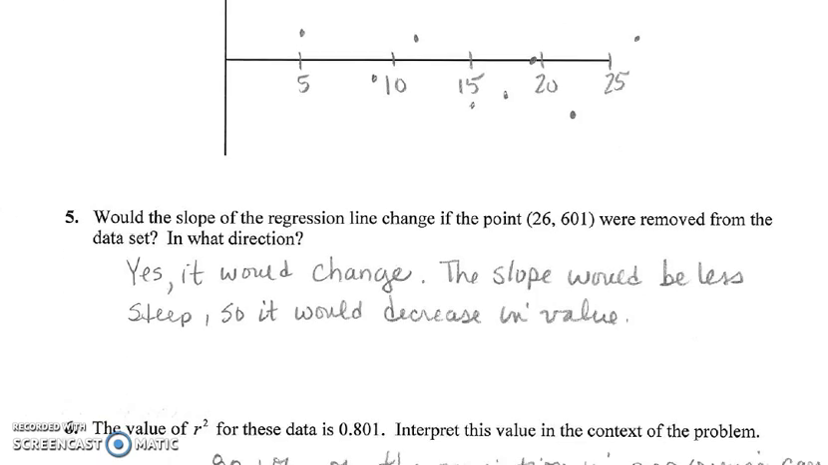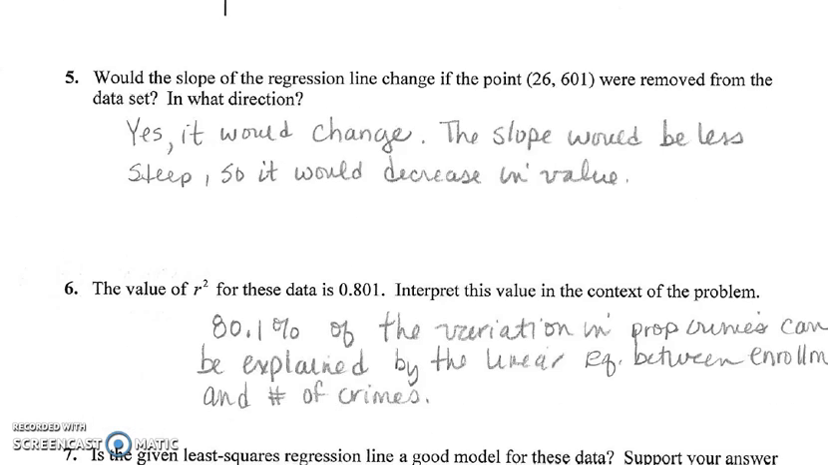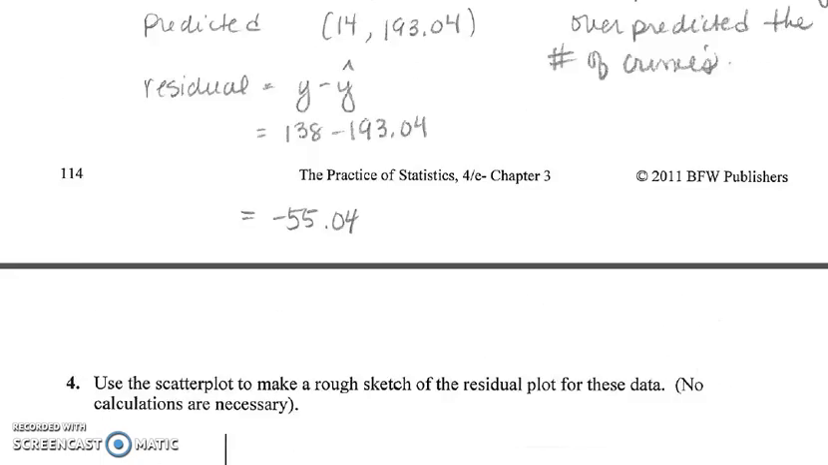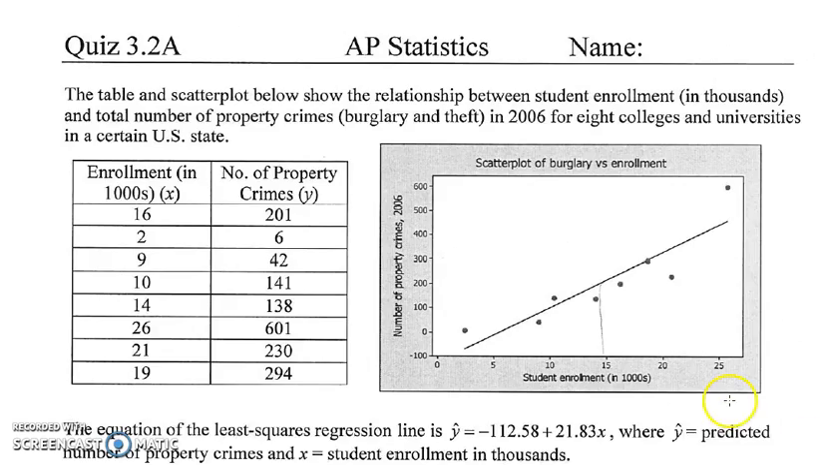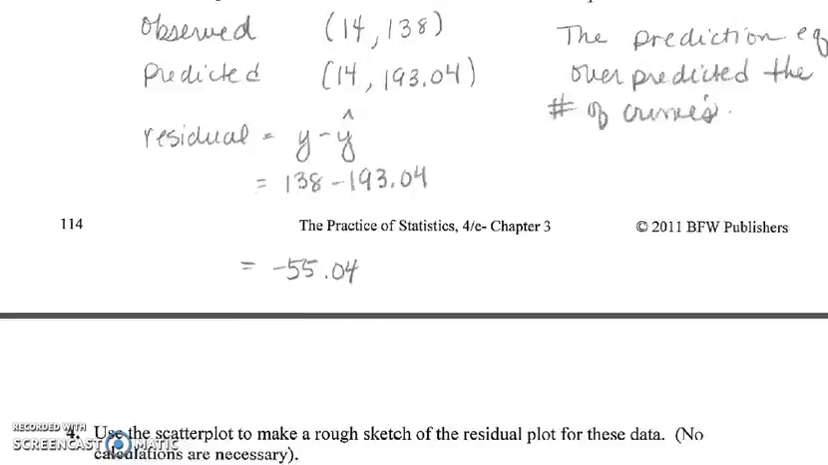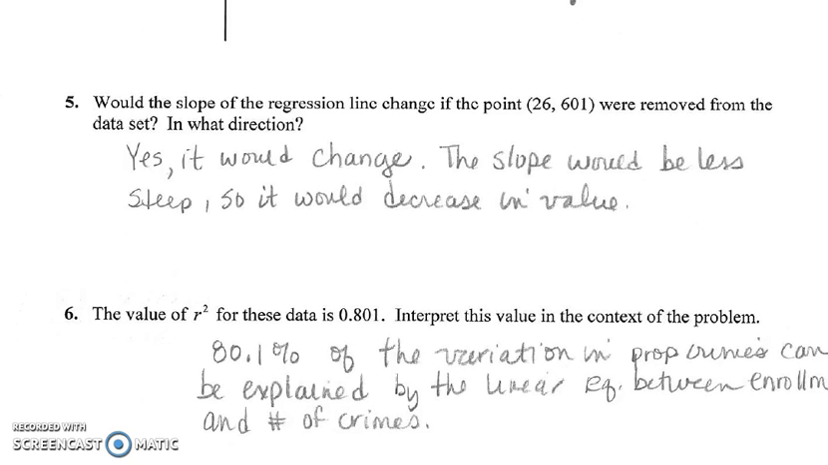Would the slope of a regression line change if the point 26601 were removed from the data set, and if so, in what direction? Well, here's 26601, and right now this line is probably being pulled upward to try to even out the distances between all these points. If I take this point completely away, then more than likely it's going to tilt downward, and so it's going to be a little less steep. So yes, the slope would get affected. It's not going to be as steep, so the slope value would decrease in value. It would still be positive though, but it just wouldn't be as steep and it would be a smaller slope.